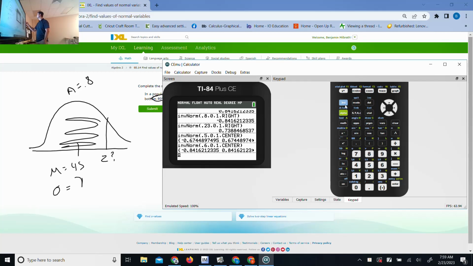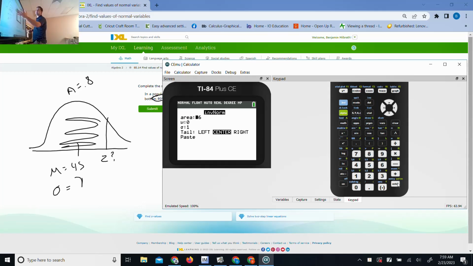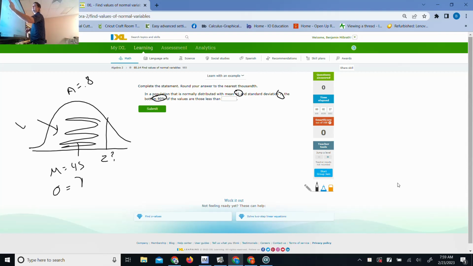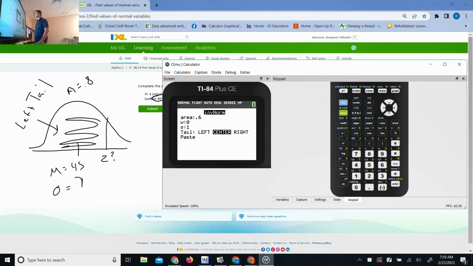Anyways, still doing inverse norm. Second vars, inverse norm. I want the bottom 80. And by the way, notice this is a left tail, because I shaded stuff on the left. The area of this thing that I'm interested in is 0.8. The mean is given as 45. And the standard deviation is 7. And she is a left tail.